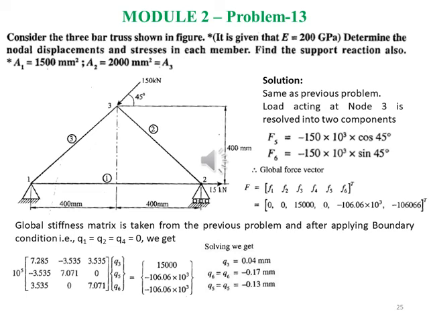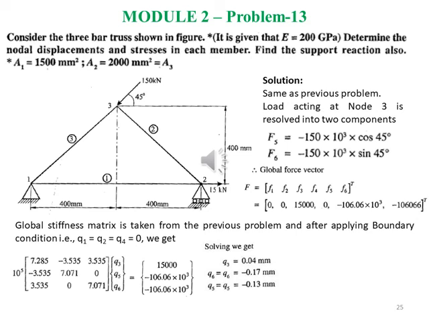So the global force vector, we will write it as, and there is one more 15 kilonewton acting at node number 2 in the positive x-axis. Hence F3 will be plus 15,000.